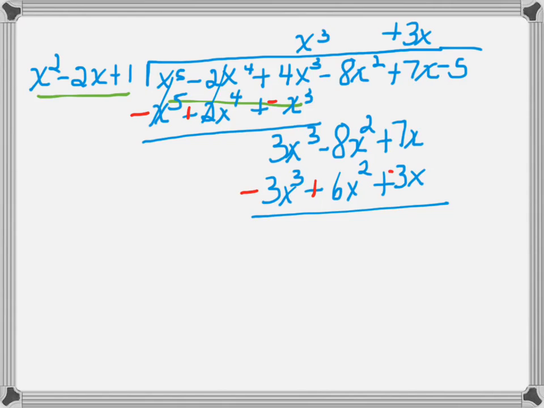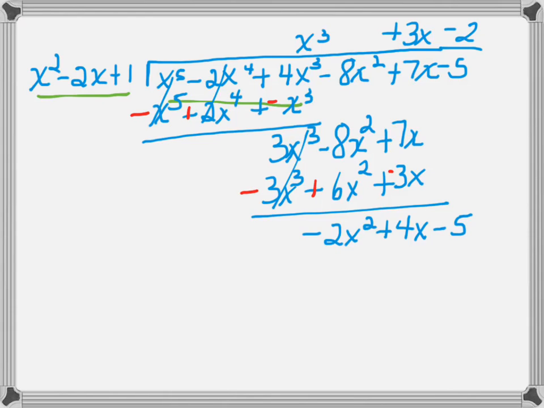We're going to change all of our signs and add. So the 3x cubes cancel. And then we have negative 2x squared because negative 8x squared plus 6x squared gives us negative 2x squared. And then 7x and a negative 3x gives me positive 4x. And then we bring down our final value of negative 5. We go through the whole procedure again. We ask ourselves, what do we multiply x squared by to get negative 2x squared? And that would be negative 2.